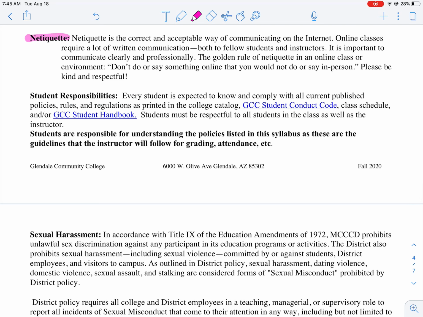Netiquette. Netiquette is the correct and acceptable way of communicating on the internet. Because this is an online class, we require a lot of written communication, both to your fellow students and to me. So it's important that you communicate clearly and professionally. The golden rule of netiquette in an online class or environment is pretty much don't do or say anything online that you wouldn't do or say in person. So please be kind and respectful when you're communicating back and forth.